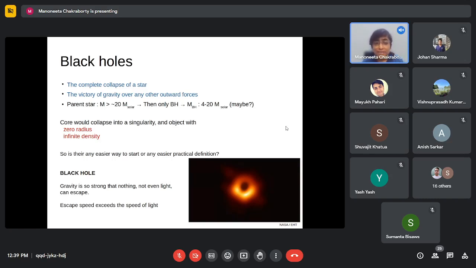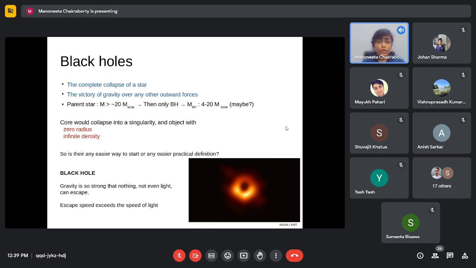So, black holes basically means the complete collapse of the star. Means in a normal star, gravity is balanced by some outward force that restores the equilibrium inside a star. But in black holes, what happens is that there is no outward force to balance the inward pull of gravity, and it results in a complete collapse of the star, and that results in a black hole.